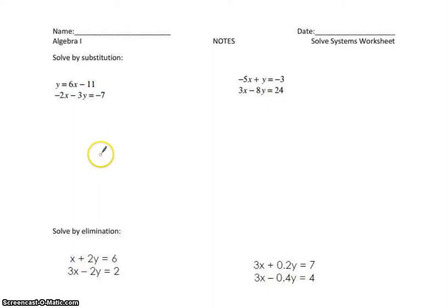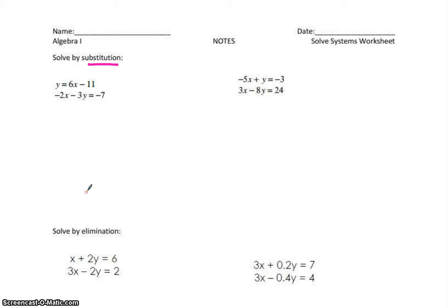This is for Algebra 1. We're doing one more worksheet on systems as we wrap up this unit. The first two problems want you to solve by substitution, and that means you're going to let something take the place of something else. You want to look for a letter that's all by itself.